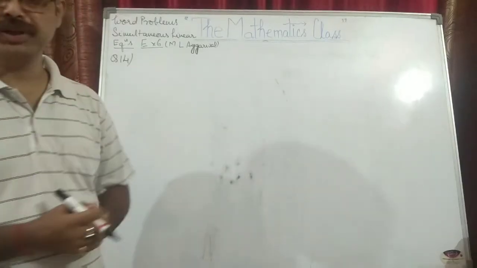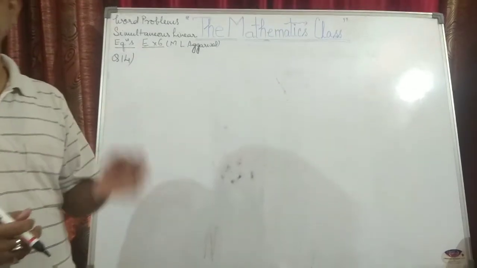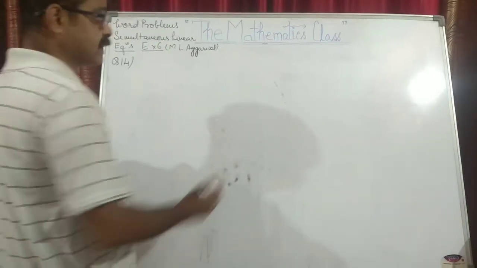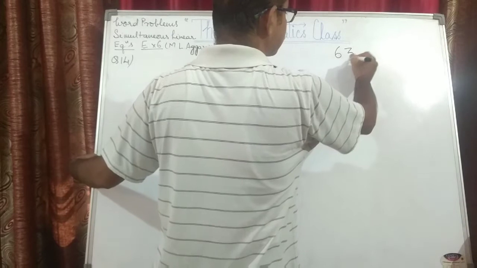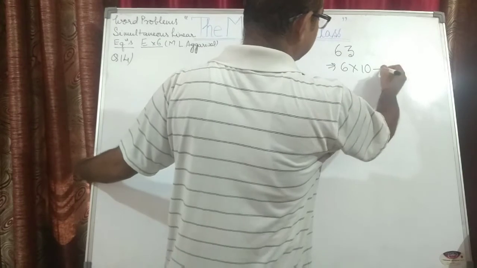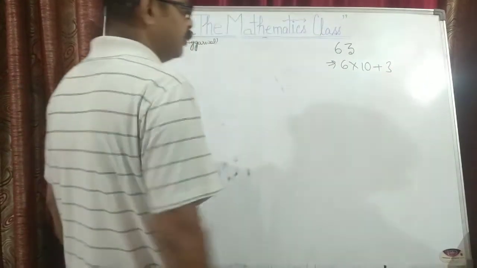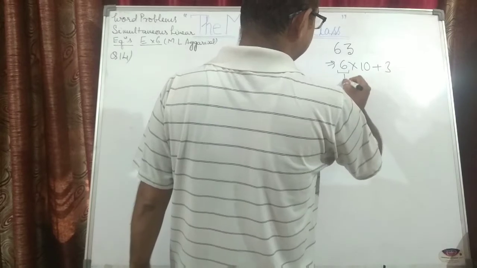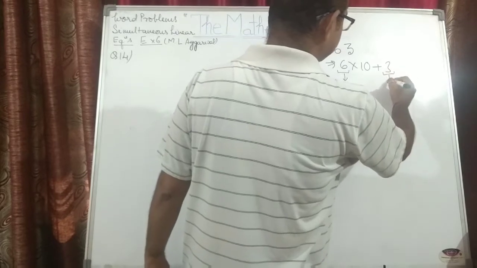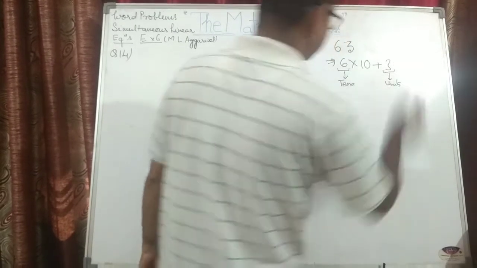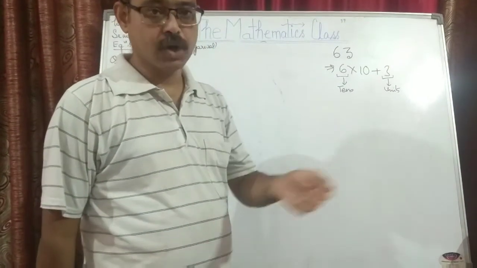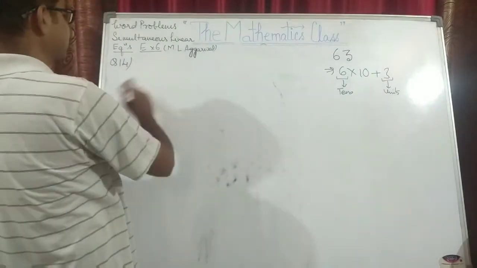Look at the 14th question. They say a number of 2 digits. So how do we write a number of 2 digits? Let's say 63. So this 63 can be written as 6 into 10 plus 3 into 1, means 6 is the digit at tens place. That is why we have multiplied it by 10, and 3 is the digit at units place. So with this example, if you have to represent a number of 2 digits, how can it be represented?